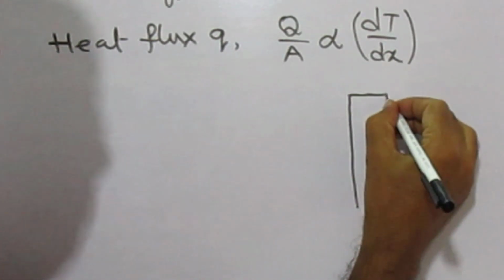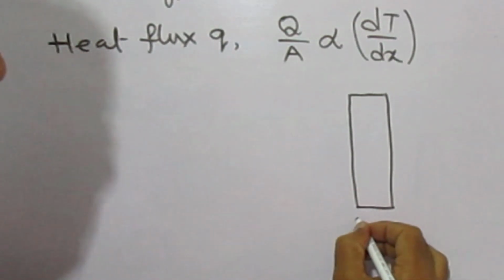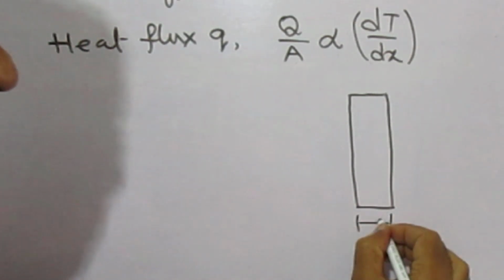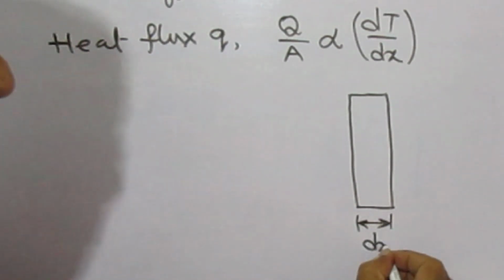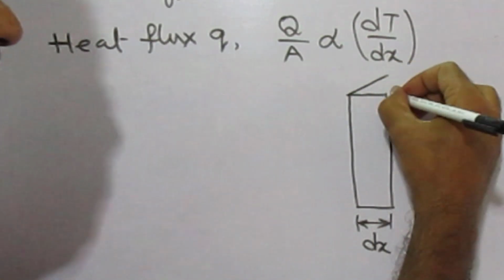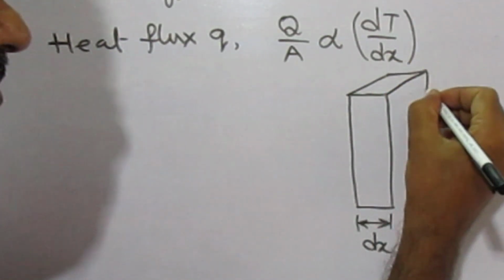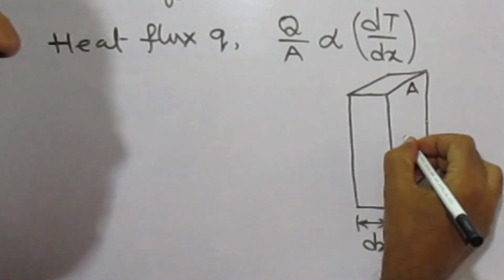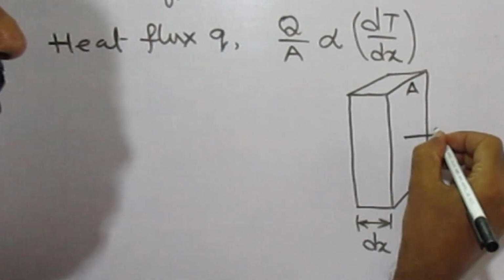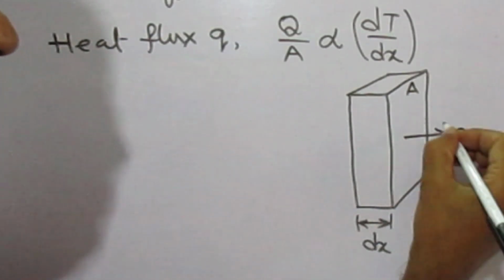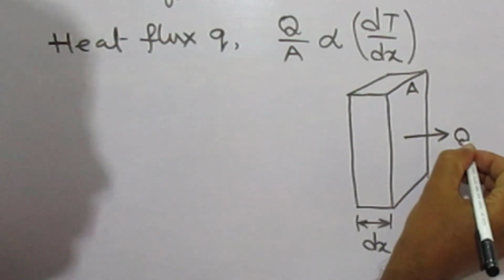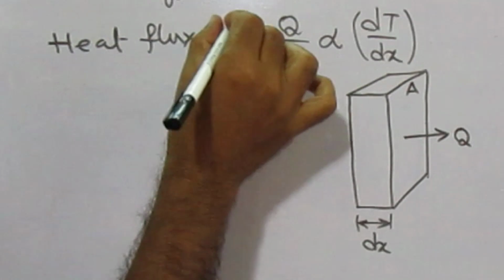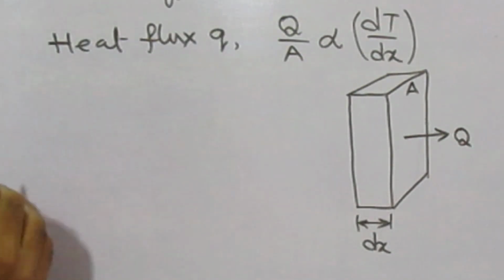This is the solid of thickness dx and this is area A. Then heat transfer Q, which is perpendicular to area. So Q by A, this is heat flux.